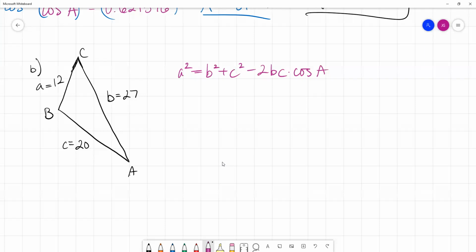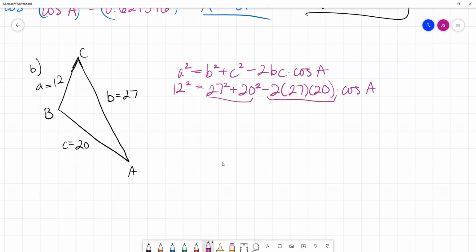Okay, so now I fill it all in. I have 12 squared is equal to 27 squared plus 20 squared minus 2 times 27 times 20 times the cosine of A. Okay, so it's kind of like the second one we did. Let's go ahead and figure this and this out first, okay?